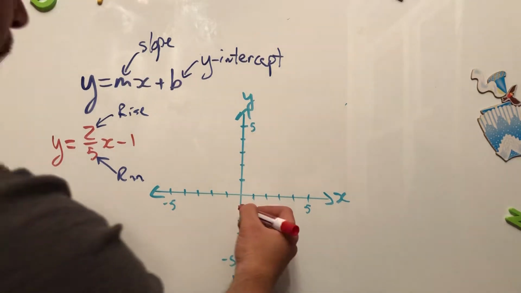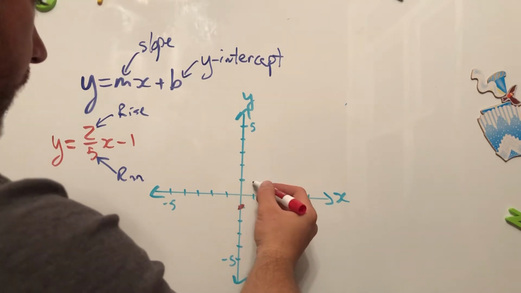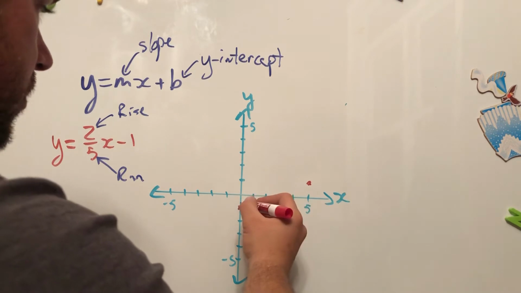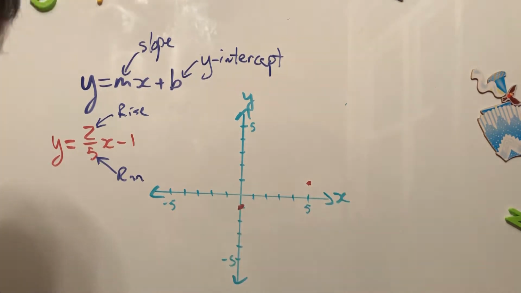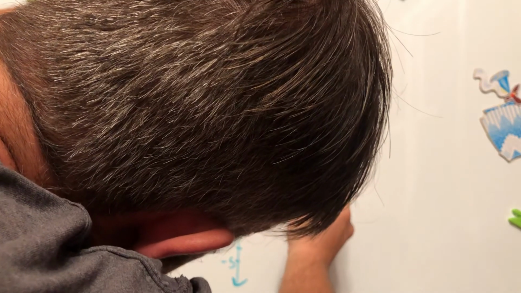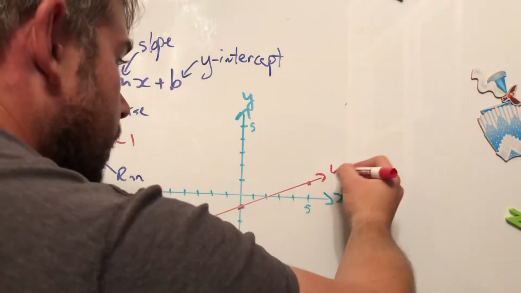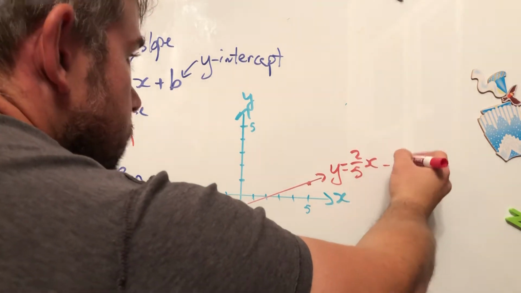So we have a rise of +2. From our first point, we'll go up 1, 2, and we'll go over 5: 1, 2, 3, 4, 5. So this creates a triangle that has a height of 2 and a base of 5. And we in fact have our first line graphed. So this is the line y equals 2 over 5x minus 1.